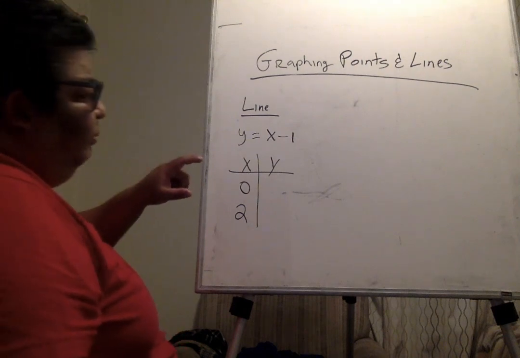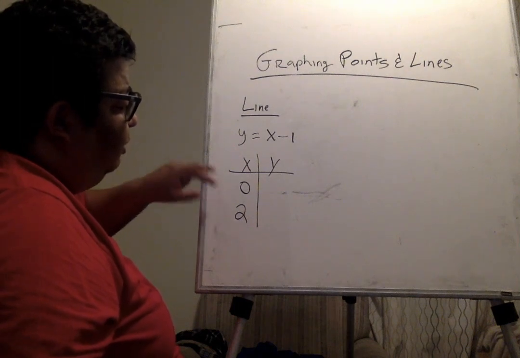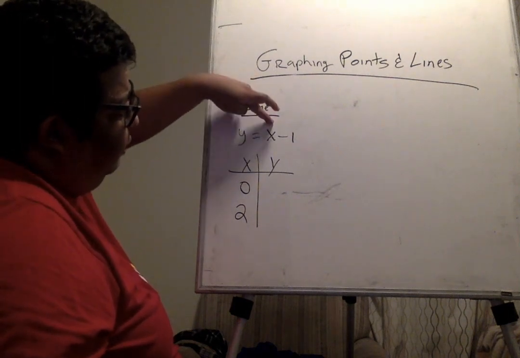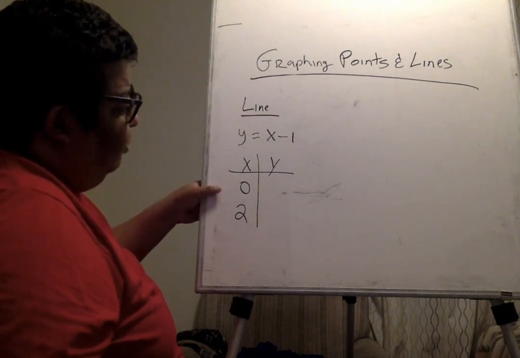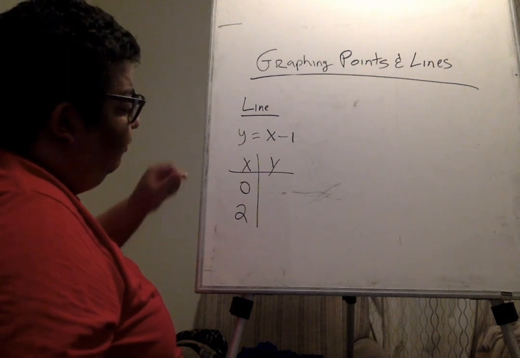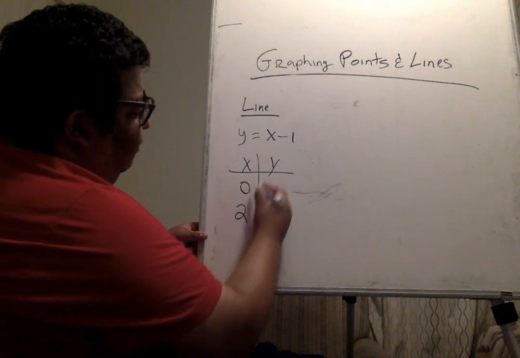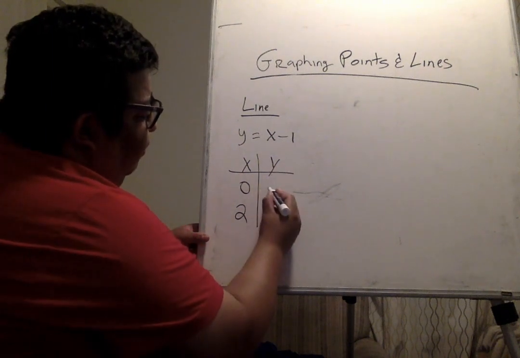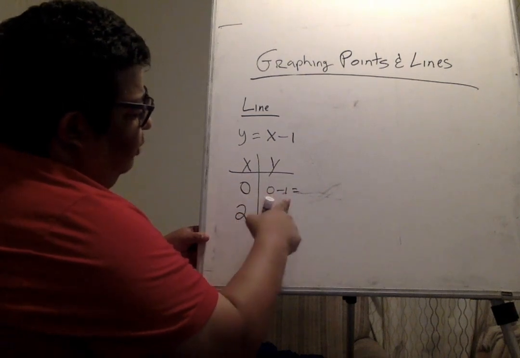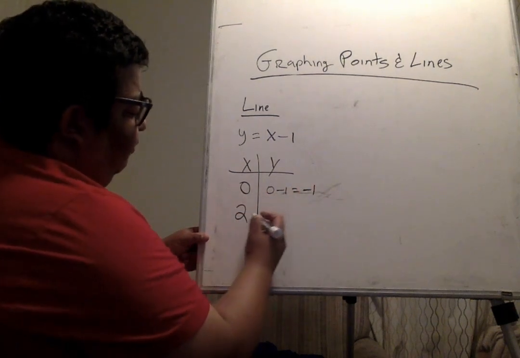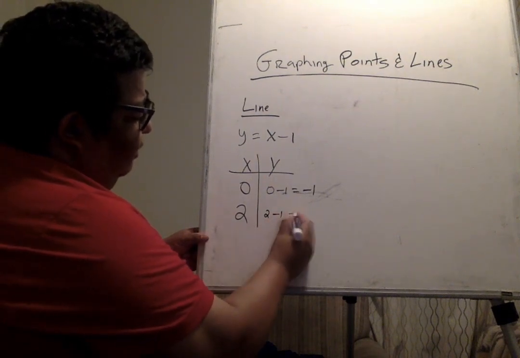So the first step before we do any graphing is we need to find the two pairs. So how do we find the 2 pairs? We have to plug in numbers in the equation that they give us. Some equations are harder than others, but look at this one. This one is simple. All you have to do is plug in 0 for X. So what happens when we plug in 0 for X? So we do 0 minus 1. What is 0 minus 1? -1.